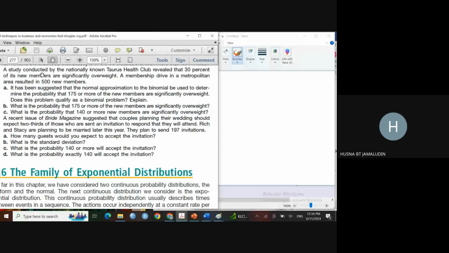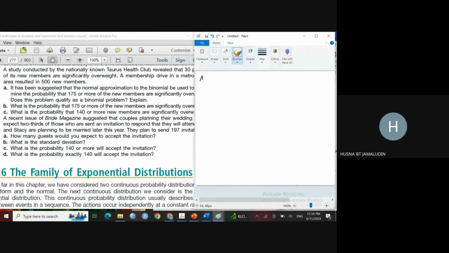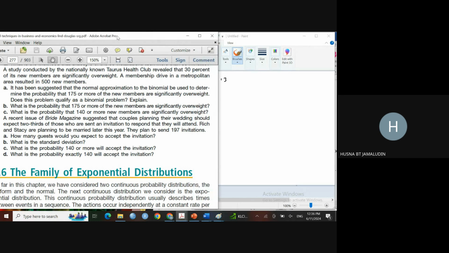Okay, so now a study conducted by this health club revealed that 30%. So whenever you see 30%, you might think, well, this could be chapter 6, discrete, right? They give you pi. Let me write it here first because you never know. So pi equals 0.3. But then, 30% of its new members are significantly overweight.